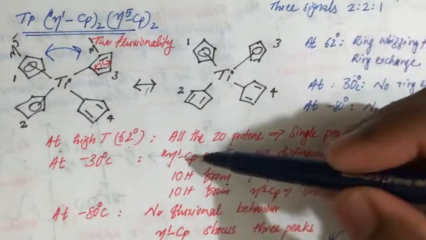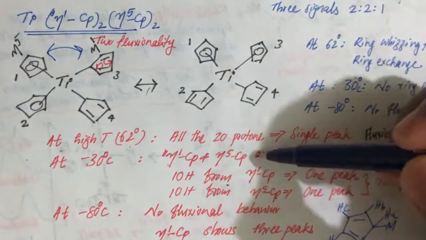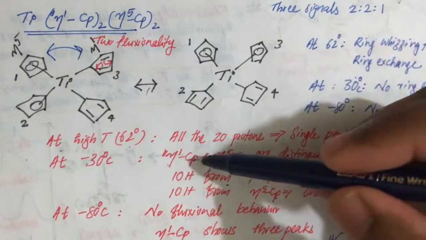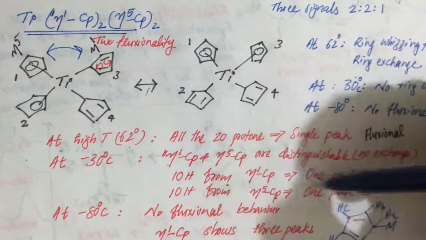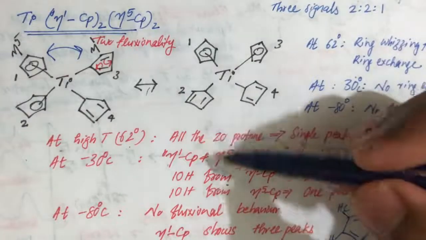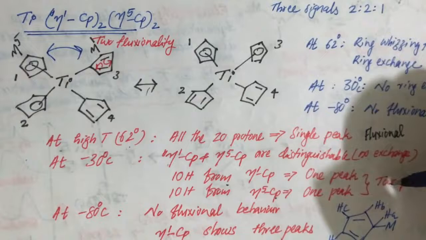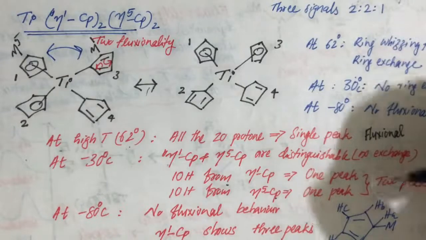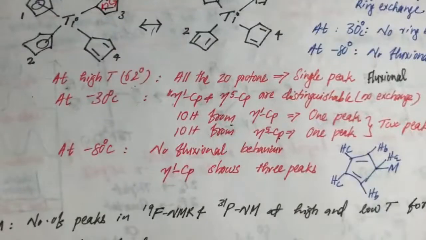So at this temperature we can distinguish eta 1 Cp and eta 5 Cp, that is, the 10 protons from eta 1 give you one peak, and the 10 protons from eta 5 give you another peak. Okay, ready. At minus 80 degrees Celsius, strictly we can say that there is no fluxional behavior.